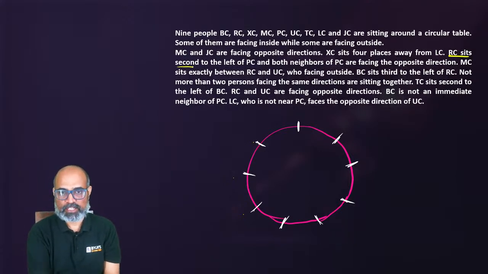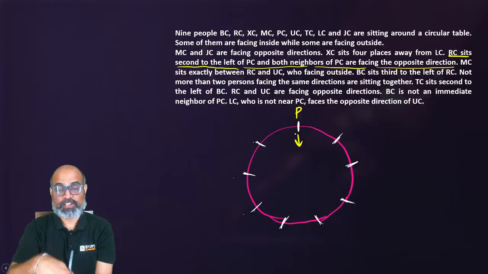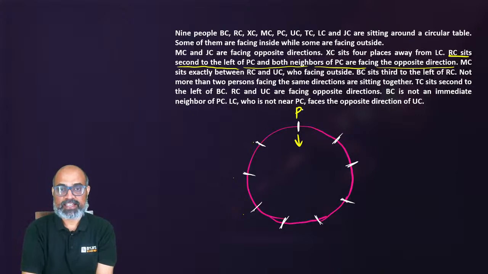R sits second to the left of P, and both neighbors of P are facing the opposite direction. So suppose P is sitting over here, and P is facing inwards, right? This is an assumption, that P is facing inwards. R sits second to the left of P, so this is where R is going to sit. Both neighbors of P are facing the opposite direction. Who is inwards, who is outwards? No idea.